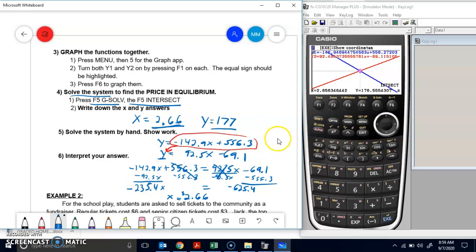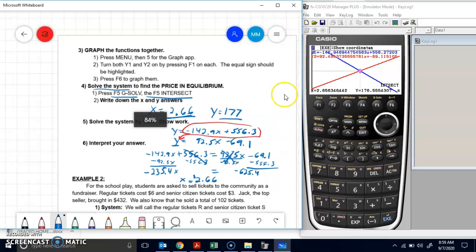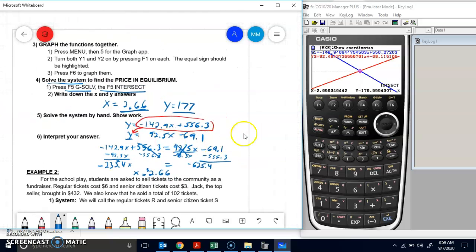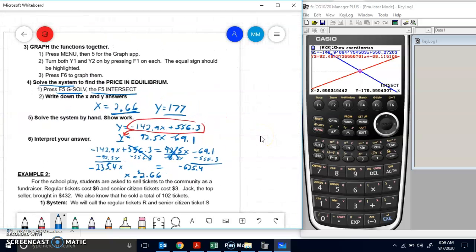I'm going to zoom out a little bit to give myself a little more space. I'm going to take this equation, and I'm going to use the second one, the y equals 92.5x. But I now know what x is, so I'm going to put in what I know x to be, 2.66, minus 69.1. And when you evaluate that, you would end up with approximately 177. So here's the two answers, 2.66 and 177.